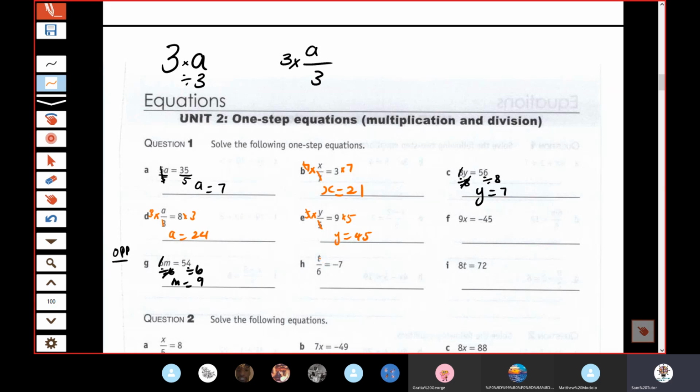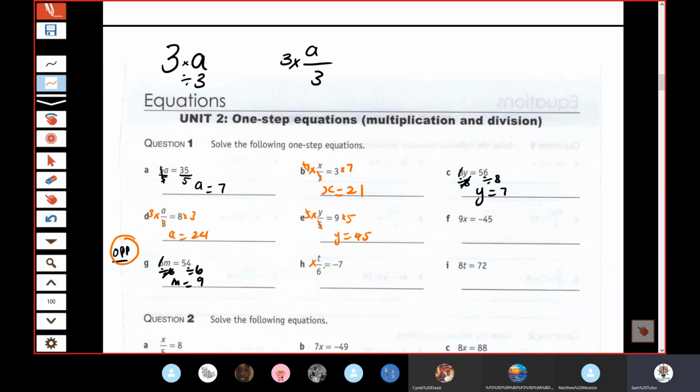Cindy, t on 6 equals negative 7. How do I get rid of the division of 6? Don't you do -7 times -6? Oh, why did you say negative 6?